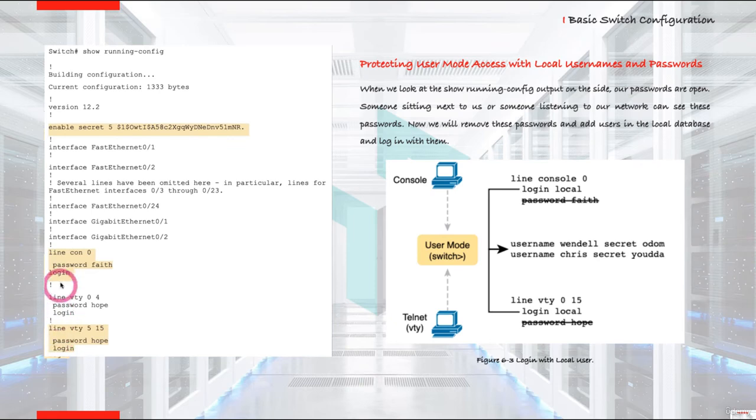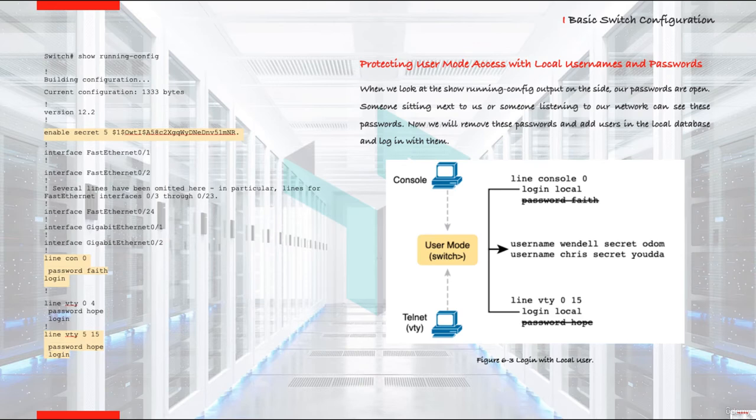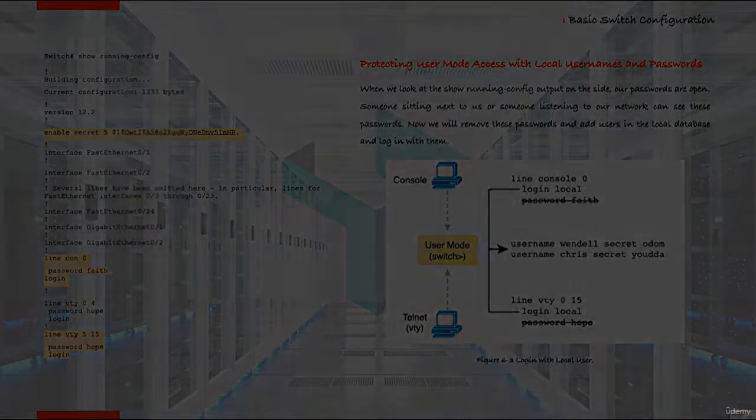We also need to hide these passwords, so we create usernames in the local database of our router and switch, and now we use the login local command instead of login. When we use the login local command, it checks the database for the users who will be logged in and allows us to log in with this username and password. Then our password does not appear here. Let's make an application of it.